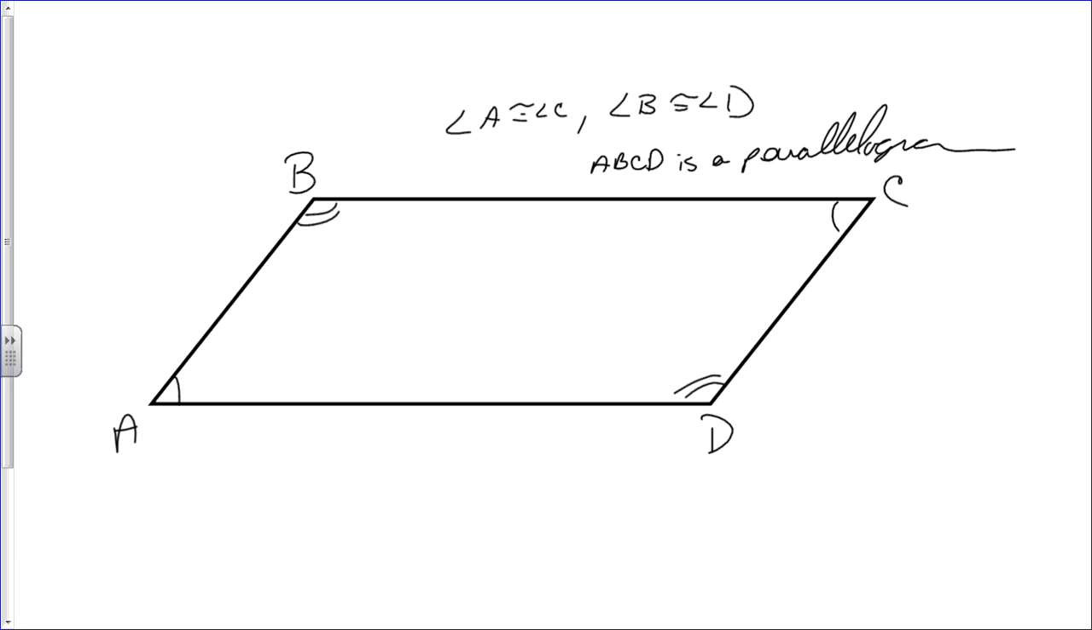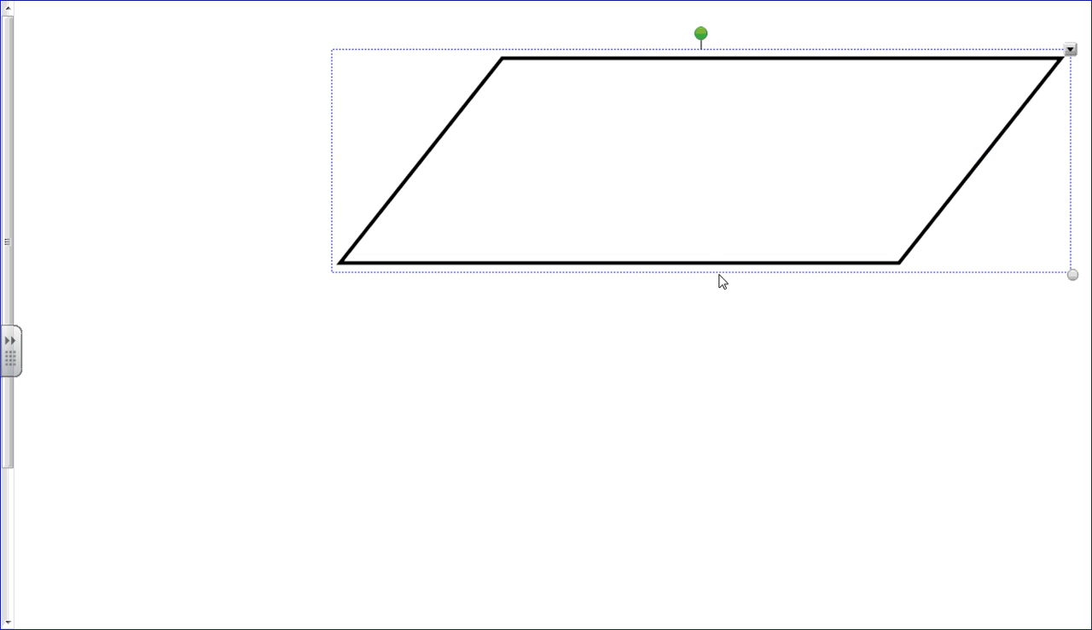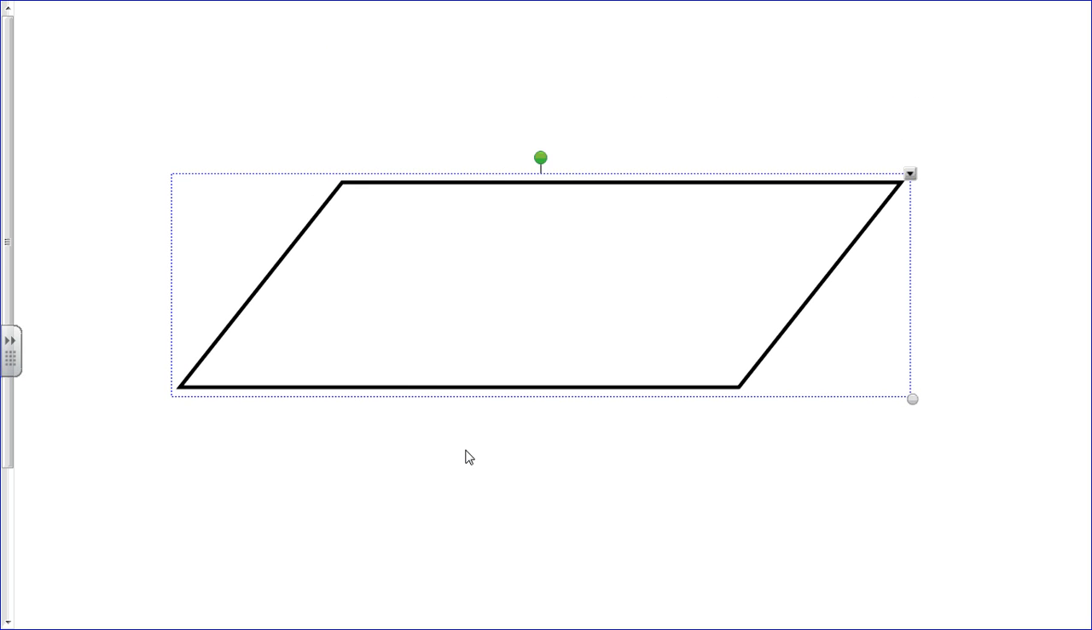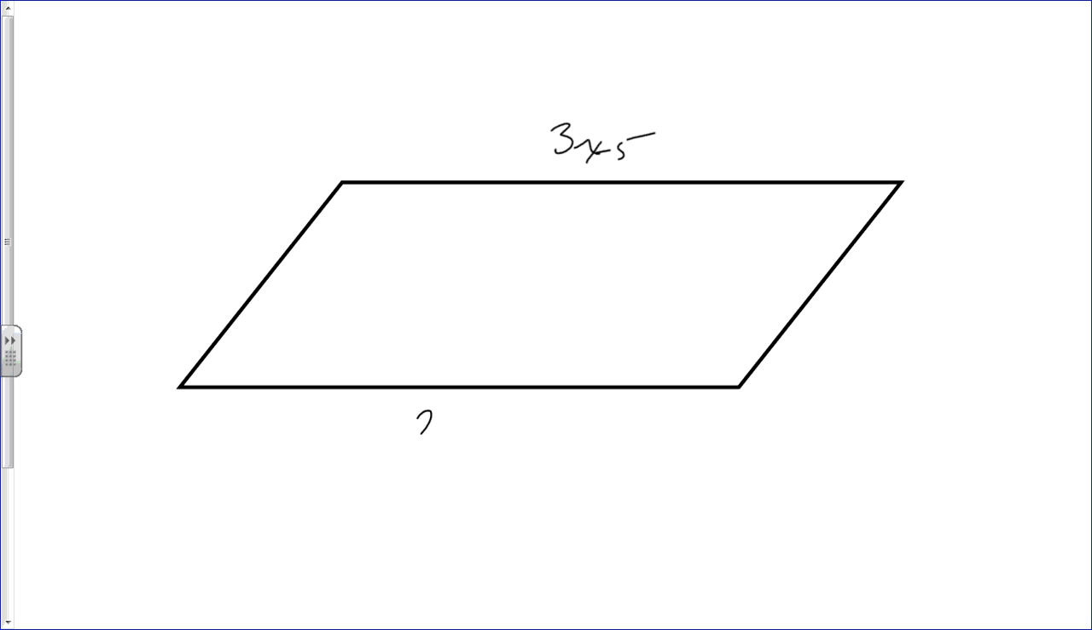All right, so let's try some problems here. So here we have another quadrilateral. All right, this top side here is 3x minus 5. This bottom is 2x plus 1. This side is x plus 2. And this side is y.